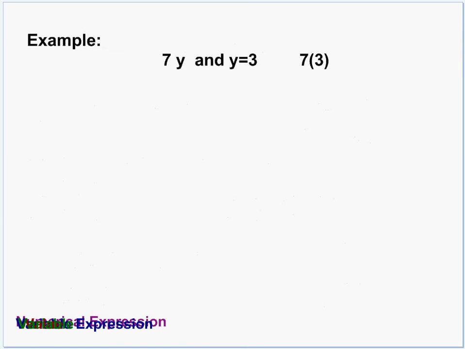Okay, let's work through this example here. I have 7y and y equals 3, 7 times 3. Well, I want to know, let's see what vocabulary word applies to what. So let's pull one out over here. We got variable. Where's my variable? Well, I see a constant here is 7.